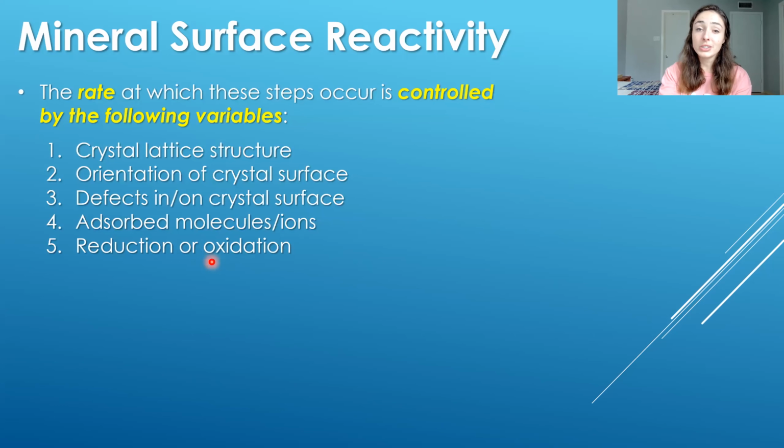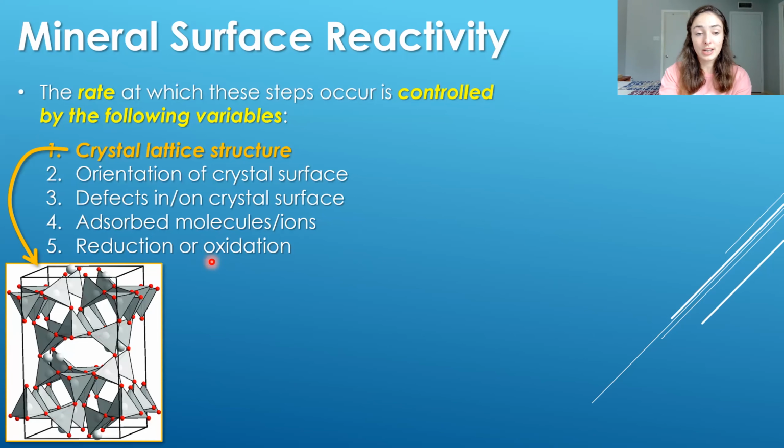So these 5 variables are the most important variables when it comes to what controls the rate of these steps. First, the structure of the crystal lattice. This is important because, for example, if you have a silicate mineral such as feldspar, these have silica tetrahedra that are cross-linked, so their crystal structure is already pretty hard to dissolve because of just the way it's structured.